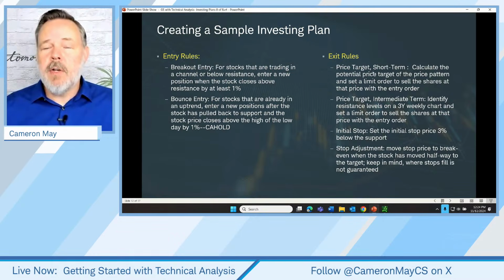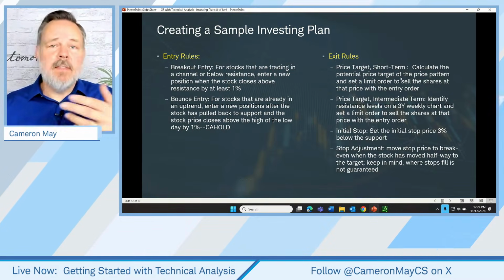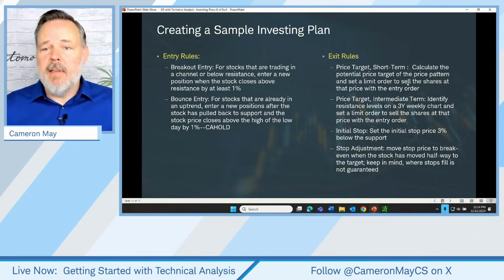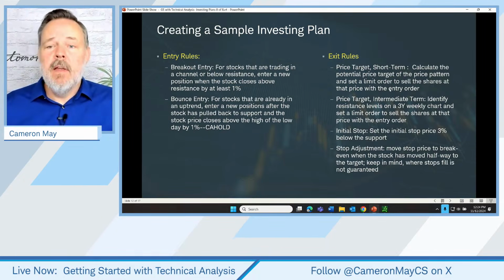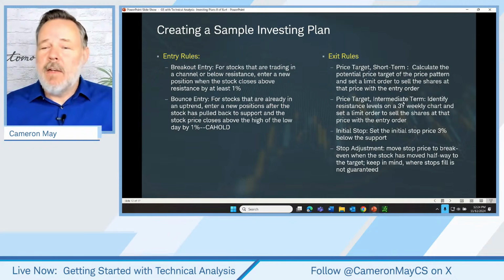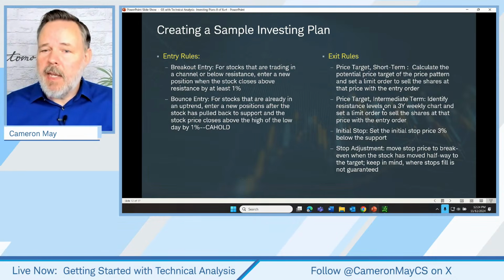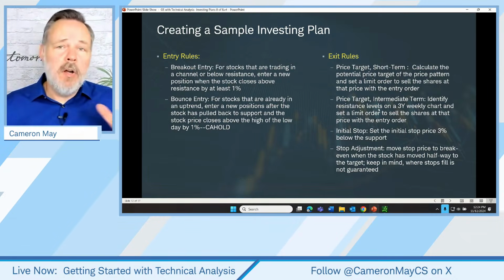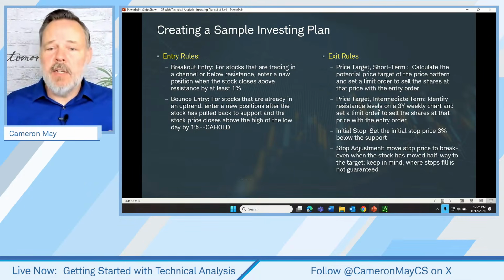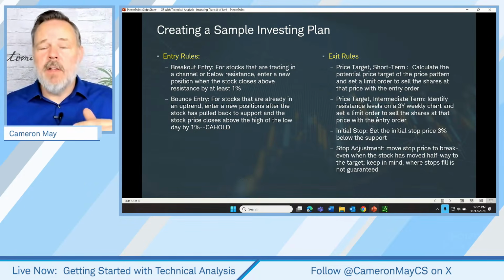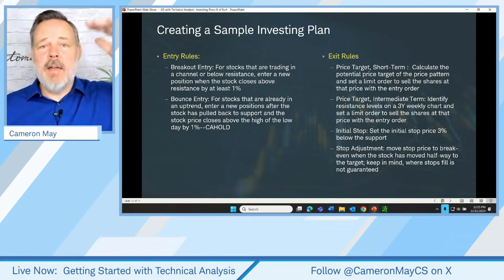So for a short-term target, we might calculate the potential price target off of, let's say, a price pattern and set a limit order to sell the shares at that price right along with that entry order. For an intermediate plan, maybe we identify resistance levels on a longer-term chart, let's say a 3-year weekly chart, and set limit orders to sell shares up at the resistance levels on a weekly chart.